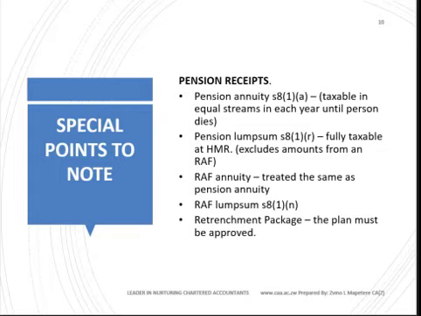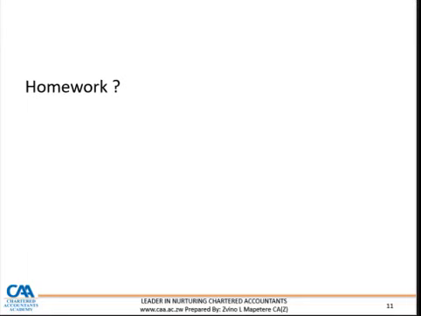Also, your retrenchment package. For a retrenchment package, that retrenchment plan needs to be an approved plan. If it's not an approved plan, the exemption does not apply. Please note that. If it is an approved plan, the exemption will be the greater of the first 10,000 of the package, or a third of the package up to a maximum of 60,000 of the package. In other words, the maximum amount that you can actually exempt from the package is 20,000.